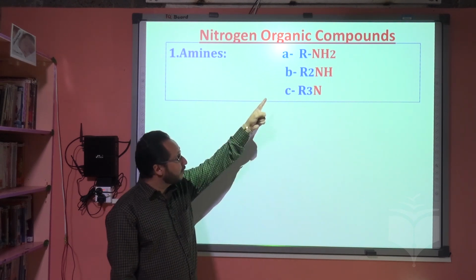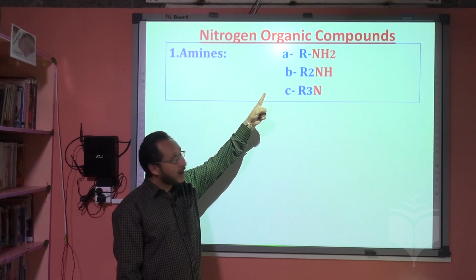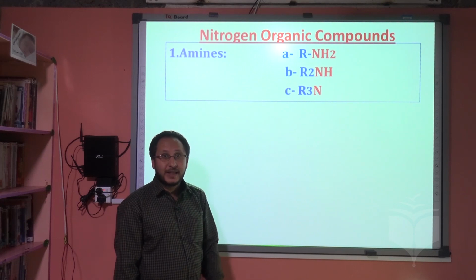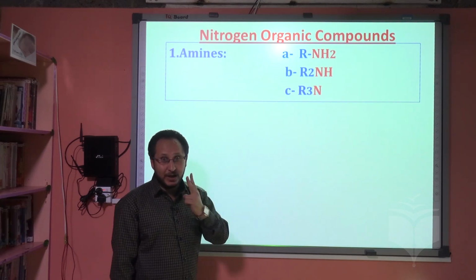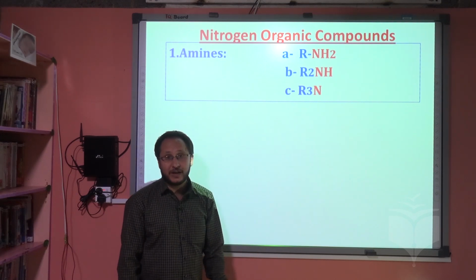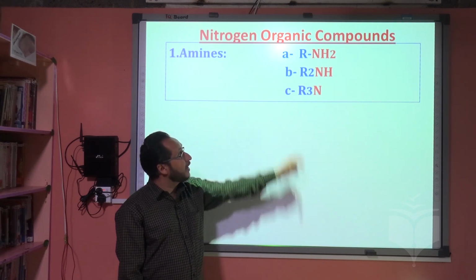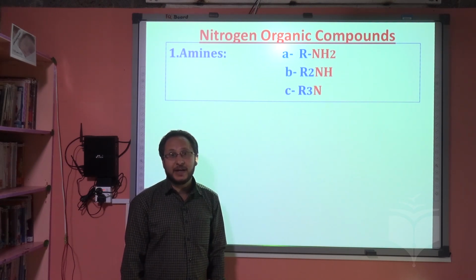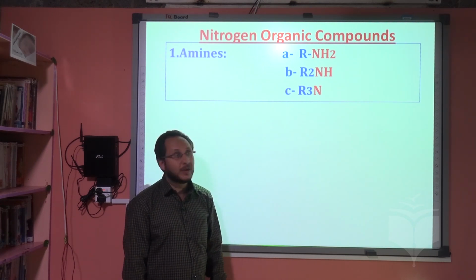In the primary amine, we have only 1 alkyl group and 2 hydrogen atoms attached to the nitrogen atom. In the secondary amine, we have 2 alkyl groups and 1 hydrogen atom attached to the nitrogen atom. In the tertiary amine, we have 3 alkyl groups and no hydrogen atom attached to the nitrogen atom.